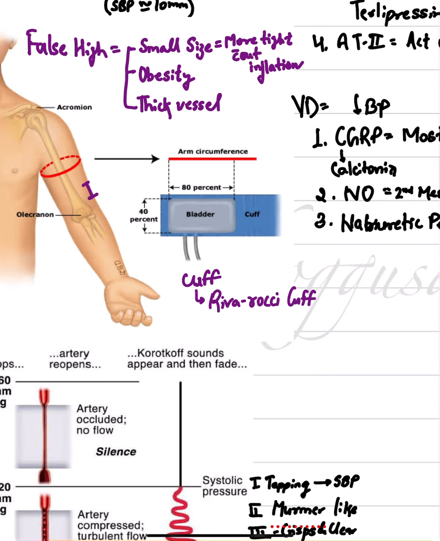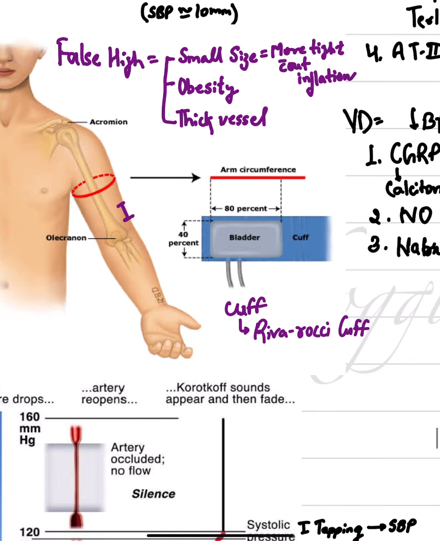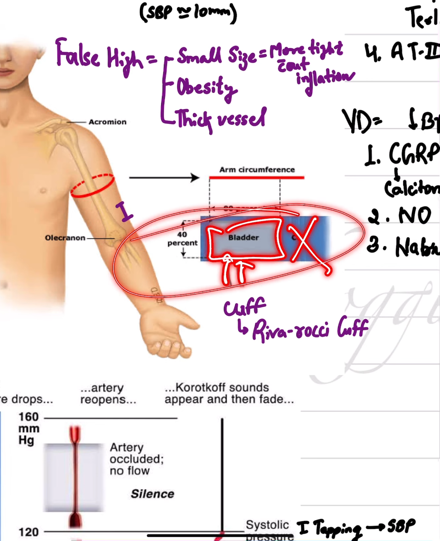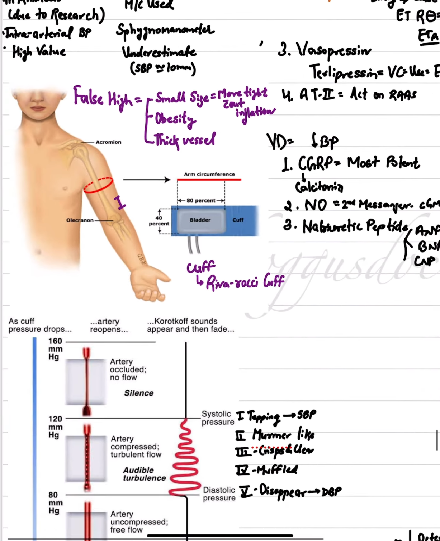So what is the ideal cuff size? If this is the arm circumference, the bladder should be 80% of the arm circumference in length and 40% of the arm circumference in width. We are not talking about the cuff, we are talking about the bladder that you are inflating, not the complete cuff. Okay, this cuff is known as the Riva-Rocci cuff.